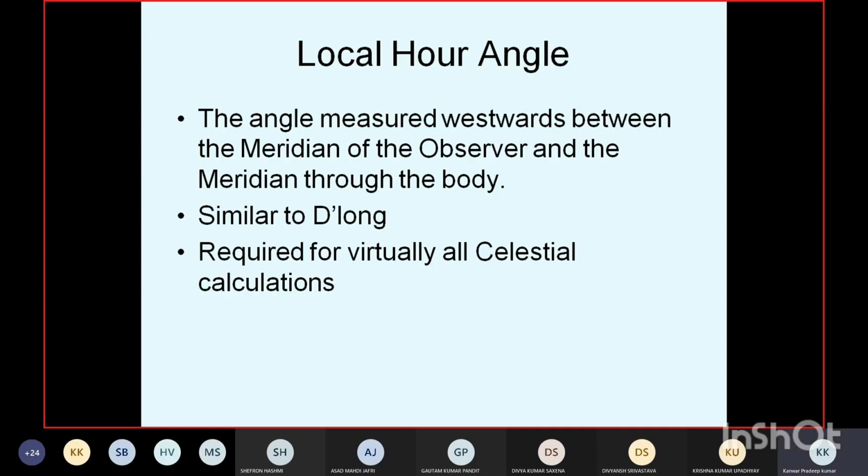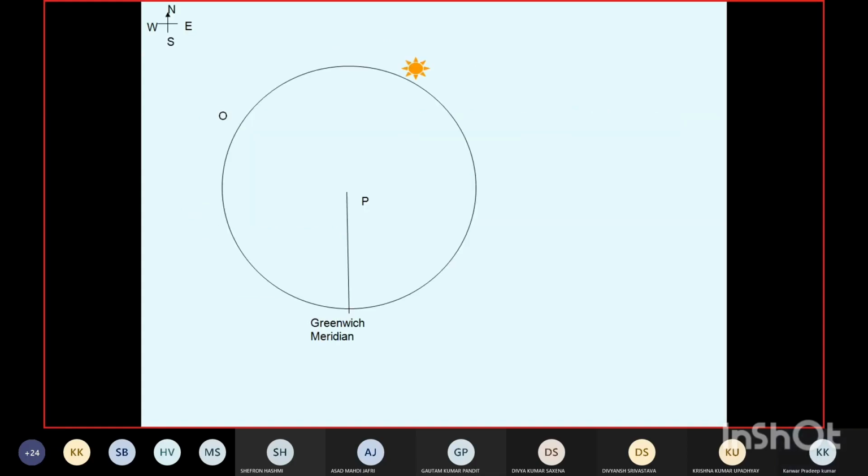Only if I know the local hour angle from the body will I know the position. The relative position of the body from SHA, GHA is okay, but then how far I am from the body, the local hour angle, that is also very important. The hour angle is the angle measured westward between the meridian of the observer and the meridian through the body.